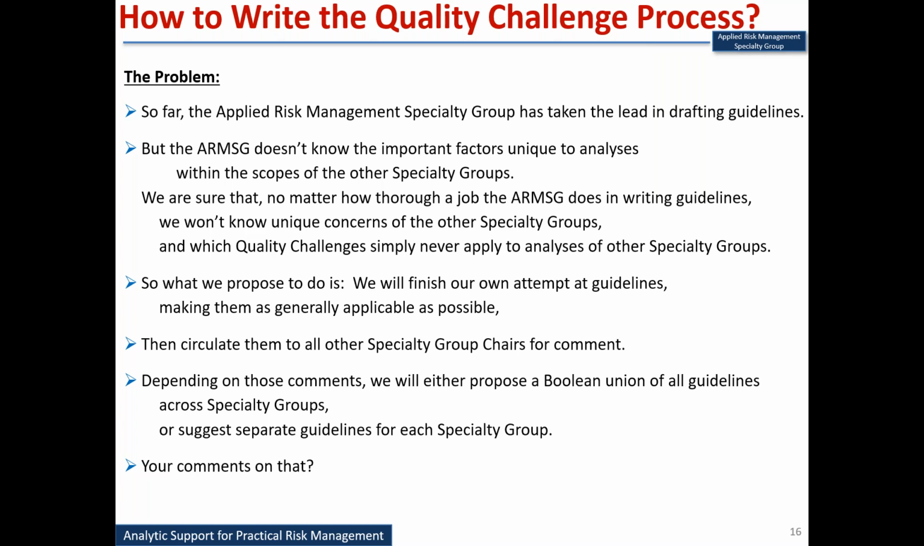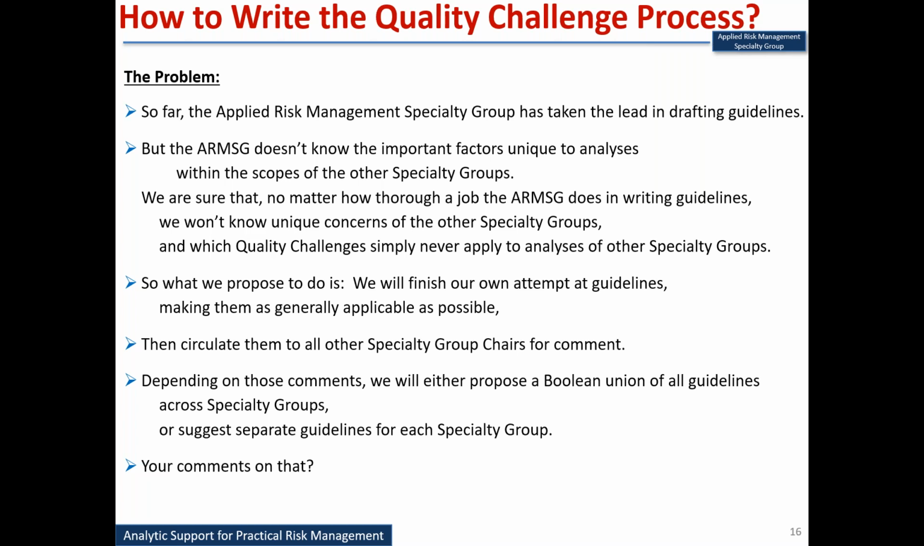You see how ready we are to ask other people to do work? Yeah, that's what we do. Depending on those comments, we'll either propose a Boolean union of all the guidelines. That is actually intriguing: here are a set of challenges that apply across all specialty groups. And then maybe I suggest separate challenges for each specialty group. I think it's really neat.